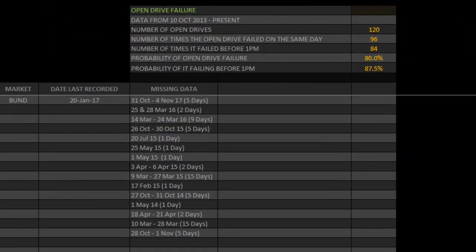Going back well over 3 years, taking data from the 10th of October 2013 to present, we have 120 open drives in total. The number of times that the open drive has failed at some point on the same day is 96, which means there is exactly an 80% probability that the open drive pattern is going to fail the same day, as you can see here.